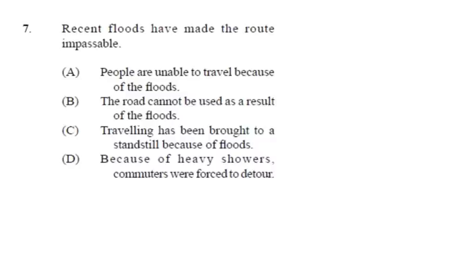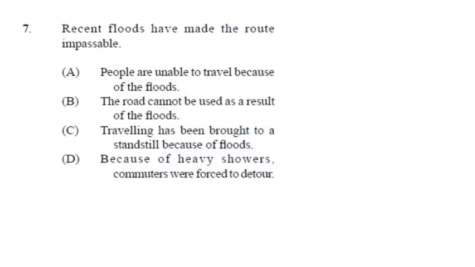No, the original sentence did not say that people aren't able to travel. It's just that they are not able to cross the road because of the blockage. B says, the road cannot be used as a result of the floods. This sentence sounds very close to the original, but let us check C and D.